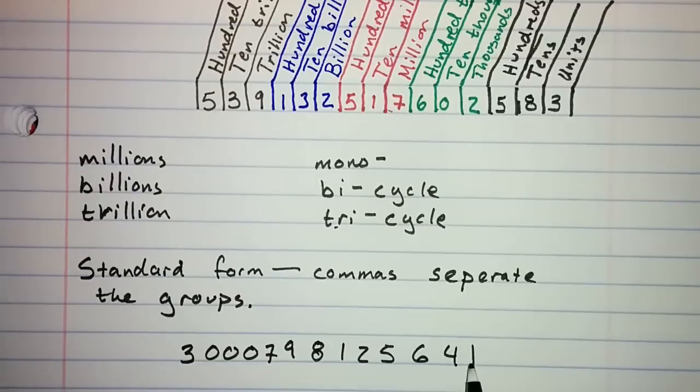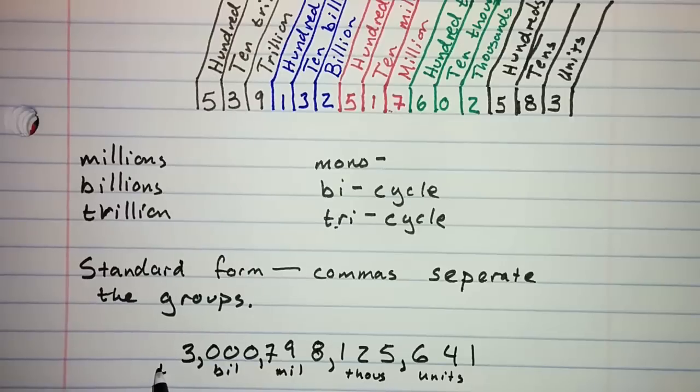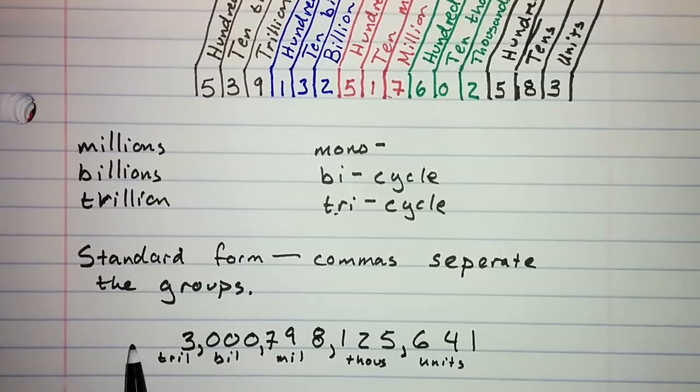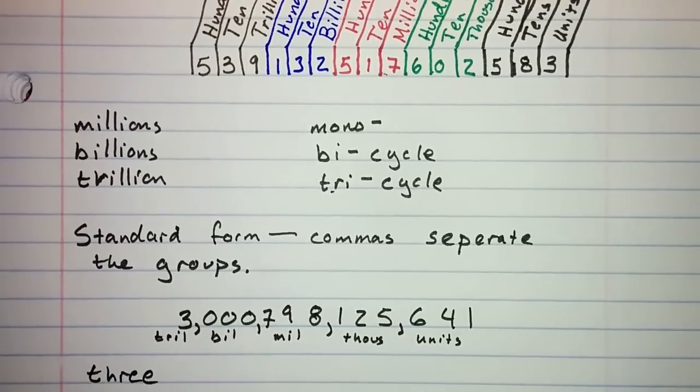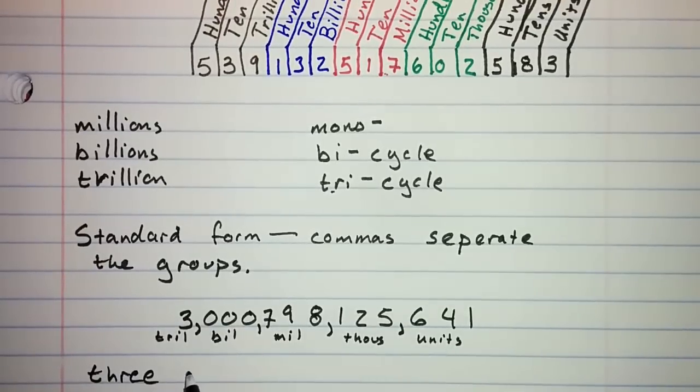We would start at the right: 1, 2, 3 digits, 1, 2, 3 digits, 1, 2, 3 digits, 1, 2, 3 digits. So let's see, units, thousands, millions, billions, trillions. Nothing in the 10 trillions or 100 trillions place, so we don't really think about that. We have a 3 all by itself, which we just call 3. And then the name of the group, trillion.